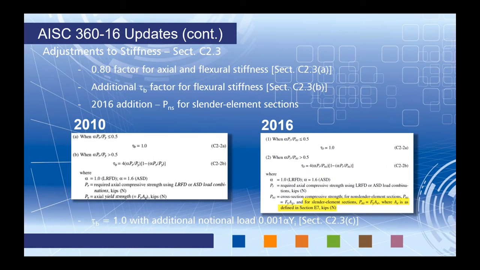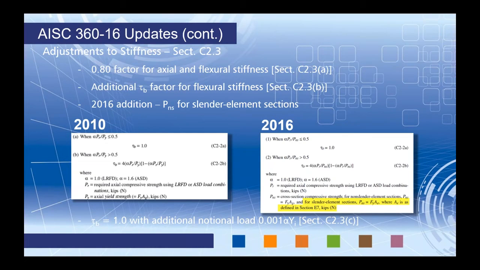For today, though, what I do want to mention is a change that was made in the 2016 edition to the adjustment of stiffness in section C2.3. Now, in the code, the AISC tells us that we must apply a 0.8 factor for axial and flexural stiffness. It should be applied to all members that contribute to the lateral stability. Then it goes on further to say, to avoid artificial distortions, let's go ahead and apply this to all members. Okay, no problem. 0.8 factor applied to those stiffnesses.